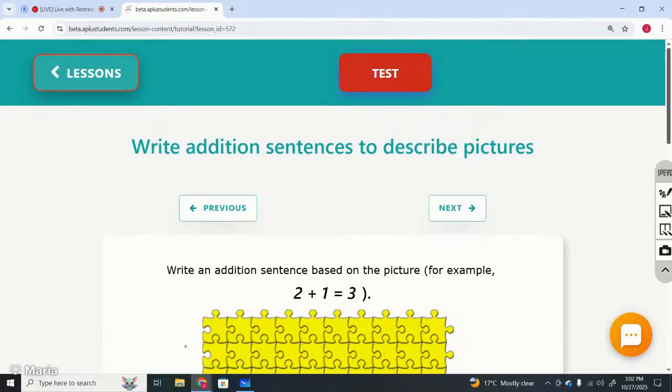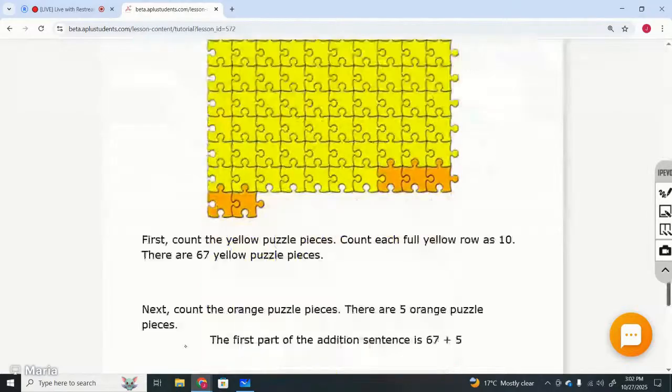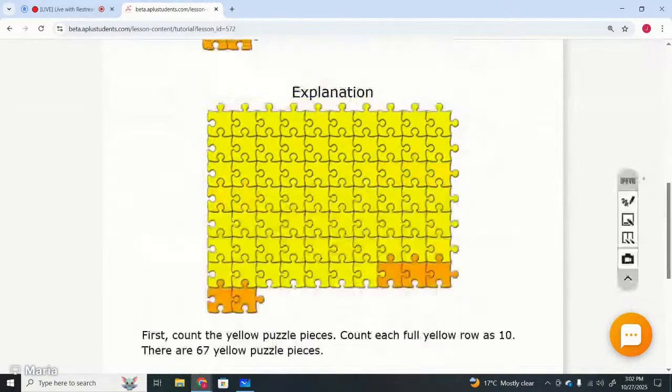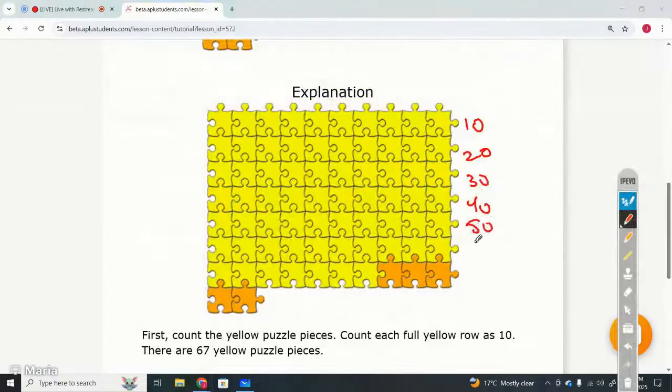Write an addition sentence based on the picture. So we need to write down the sentence. We know that each full row has 10 puzzle pieces, right? So they are 10, 20, 30, 40, 50, 60, and 7 yellow pieces, plus 1, 2, 3, 4, 5 of the pieces are orange. So in total they are 68, 69, 70, 71, 72. So the total pieces we have is 72. Got it?